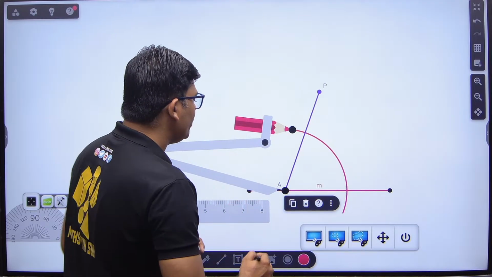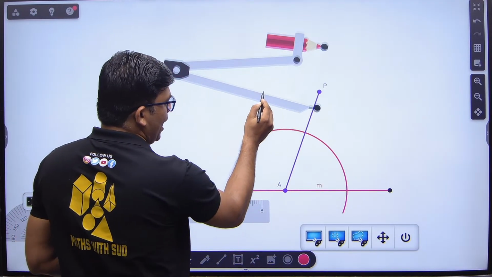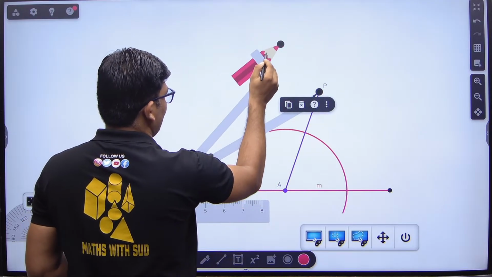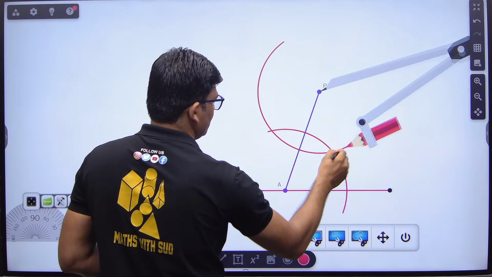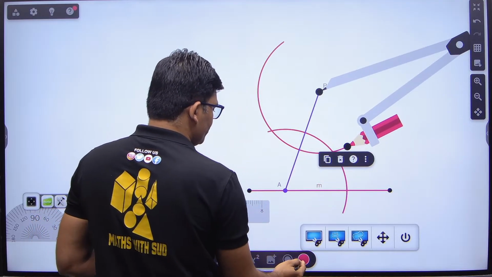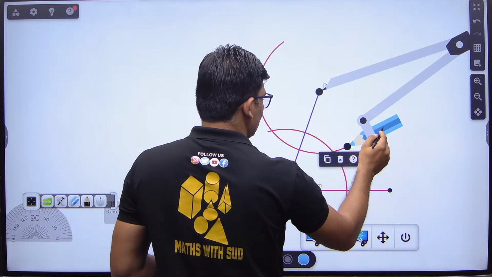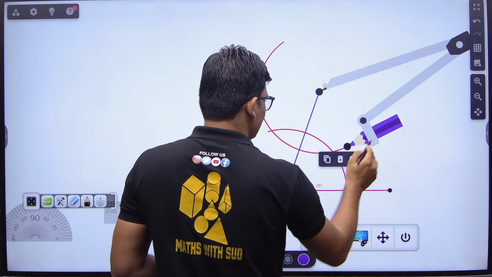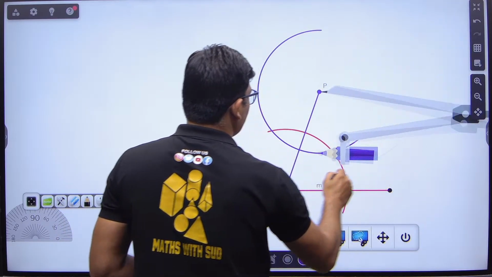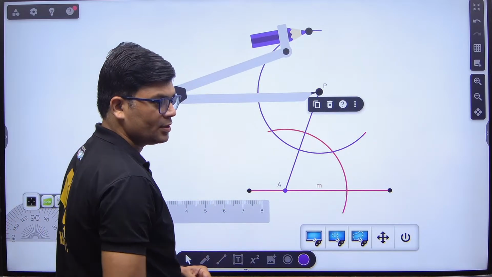So I'm not going to change the radius, and now I'm going to draw another arc like this, another arc like this. Let me change the color, so that you should not get confused. So I'm constructing a different arc, you can see.